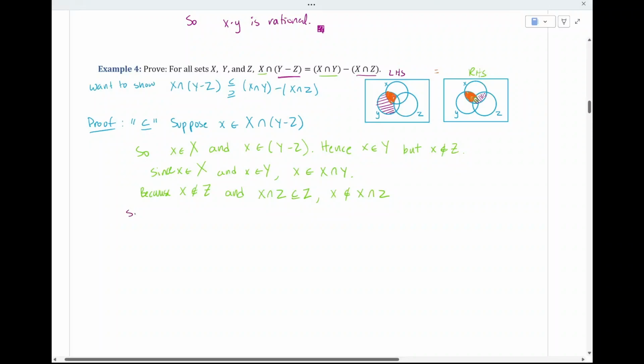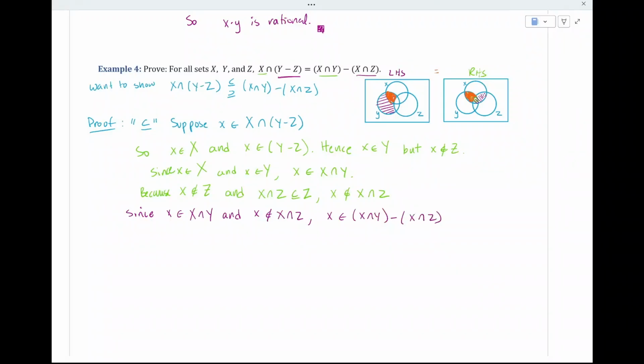All right, so we're ready for it. Since x is an element of X intersect Y, and x is not an element of X intersect Z, x must be an element of (X intersect Y) minus (X intersect Z). So that is one of the directions that we're supposed to prove. Now we're ready to go the other way. Here we are. Let's go this direction.